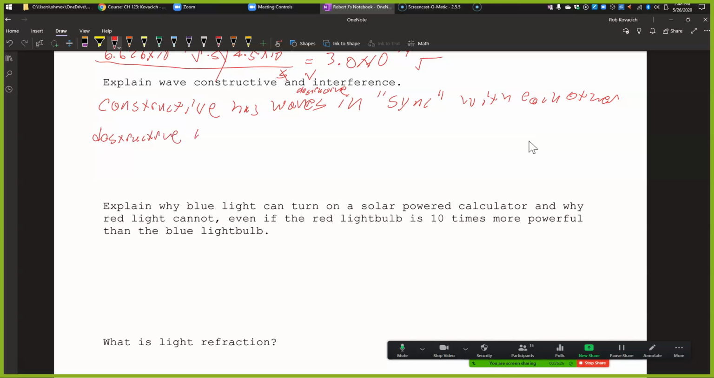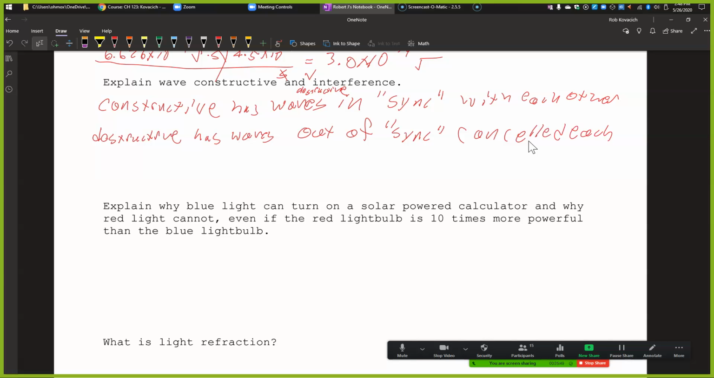So destructive interference has waves out of sync. It doesn't have to do with the amplitude of the wave, it has nothing to do with it. It's the frequencies being aligned with each other, or the wavelengths being aligned with each other.